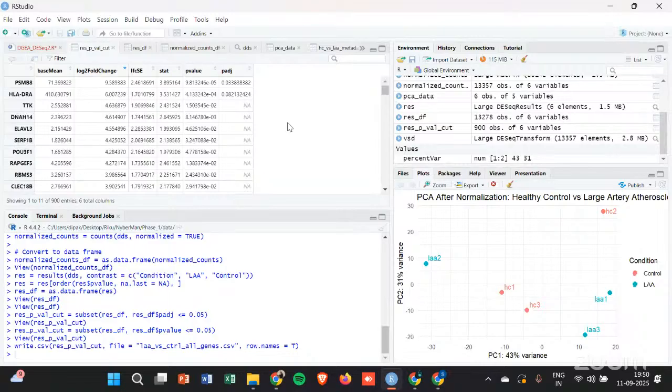Only if you're not getting a sufficient number of differentially expressed genes with a p adjusted cutoff, then only should you consider using p value. P adjusted is the one which is statistically correct. If you're not using p adjusted, you're technically not doing the correct thing.